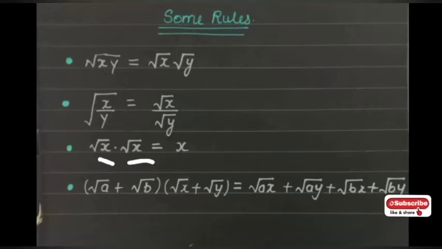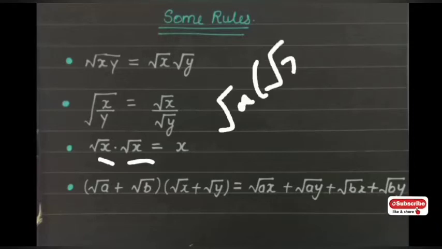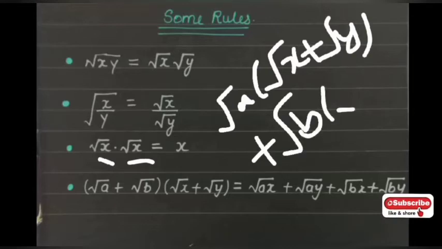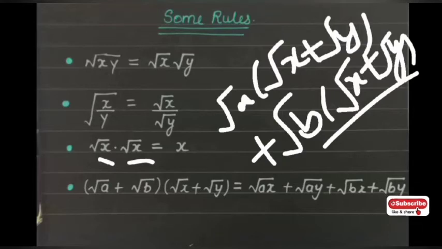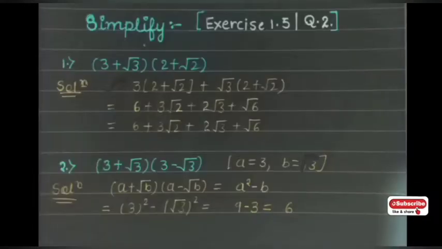Now if you have (a + root b) multiplied by (root x + root y), the term will be root ax + root ay + root bx + root by. How can it happen? Here root a will be multiplied to the whole term root x + root y, then root b would be multiplied to root x + root y. So that is a simple thing you already know. Now let us proceed towards the examples.